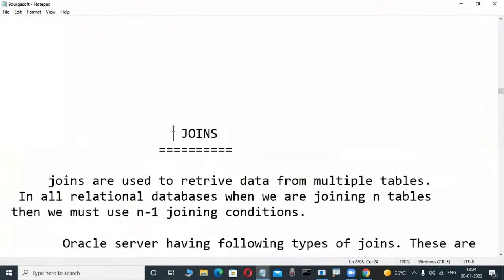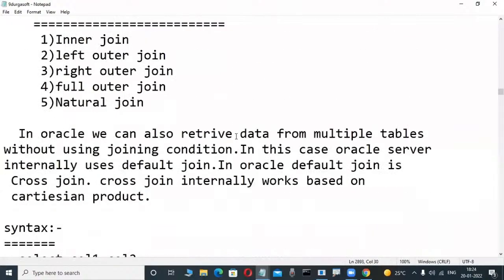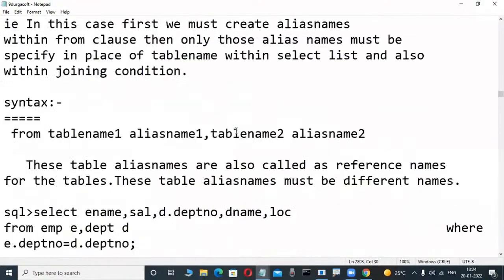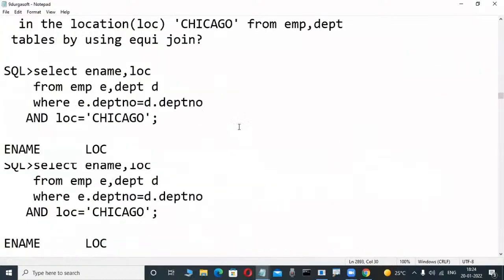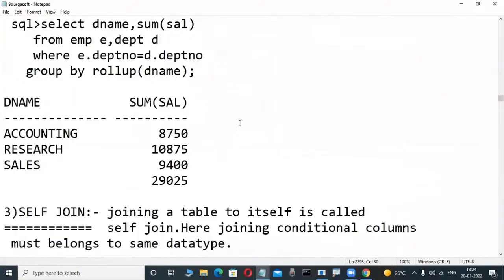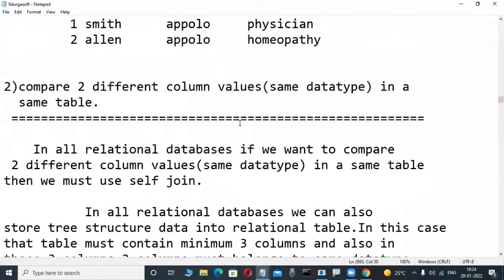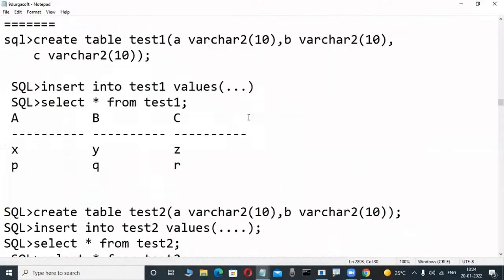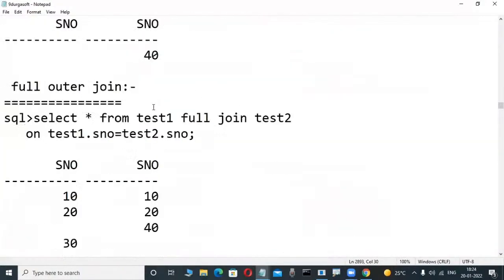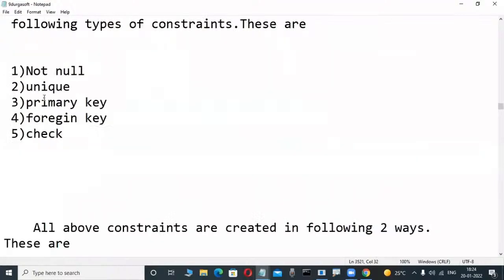Now the main concept, joins, is a concept to retrieve data from multiple tables. This is SQL language knowledge. Maybe some of you already have an idea on it. Then constraints. On our SQL language side, constraints is a concept: primary key, foreign key, check. So many things are there.